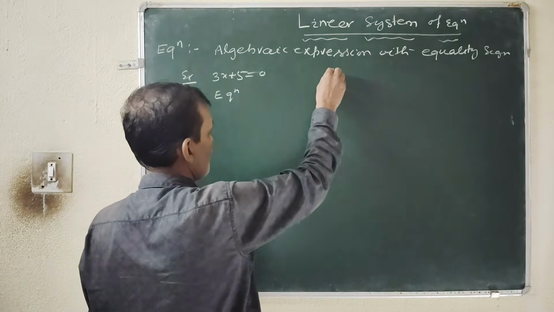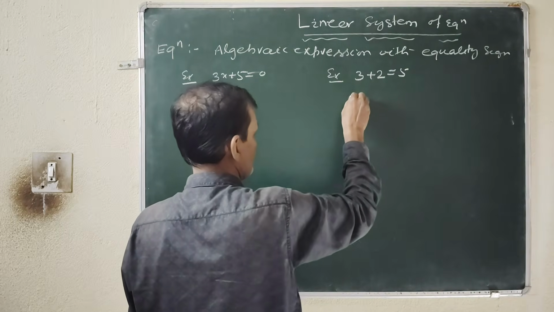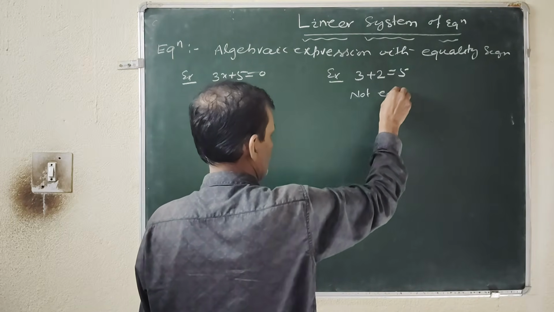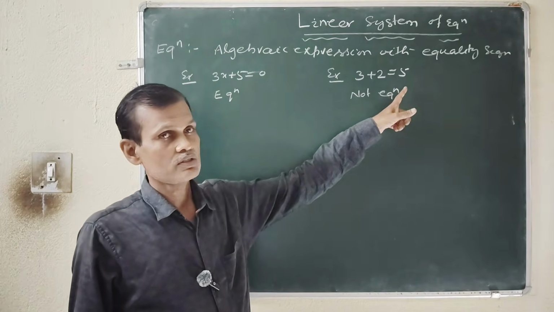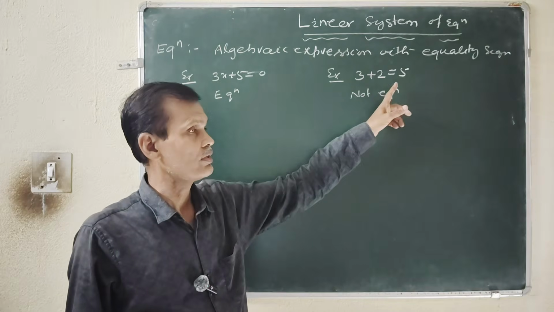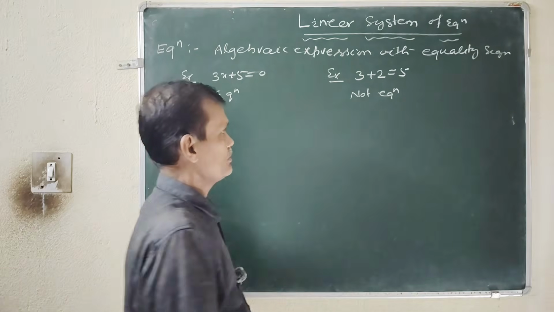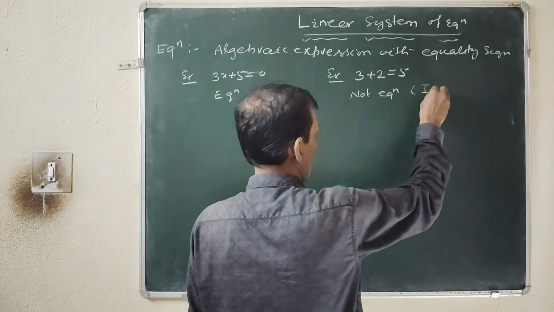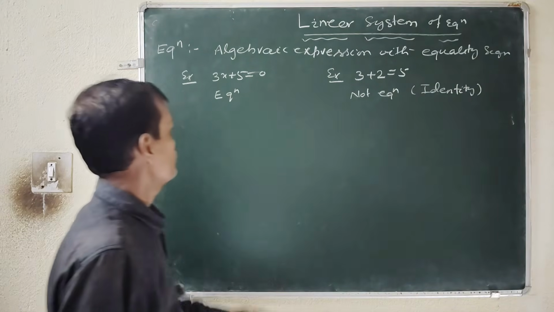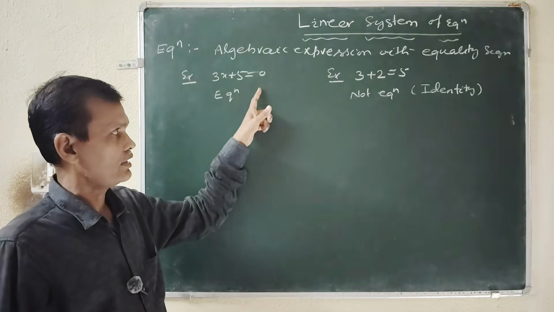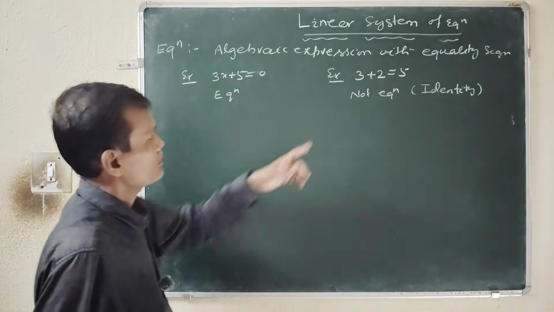But if we say 3 plus 2 is equal to 5, this is not an equation. The equality sign is there, but this expression is not algebraic, meaning it does not contain any unknowns. So if it is not an equation, then what is it? This is called an identity. Okay. So this is an equation because it contains unknowns and an equal sign, and this is an identity. This is not an equation. Okay. Then equation is over.